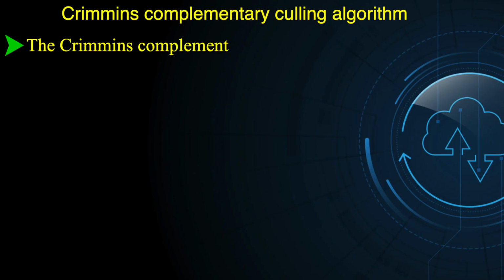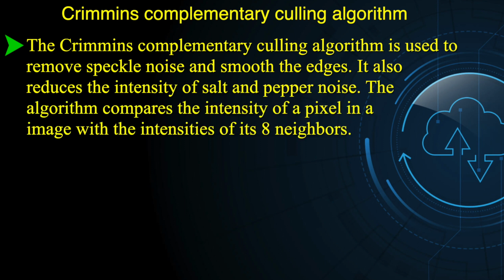Inside this process there are filters. So this is not out of the filtering. I am not going out of the filtering. I am inside the filtering process only, discussing the filters only, but this is the algorithm that uses the filters. This Crimmins complementary culling algorithm, the CCC algorithm, is used to remove speckle noise.